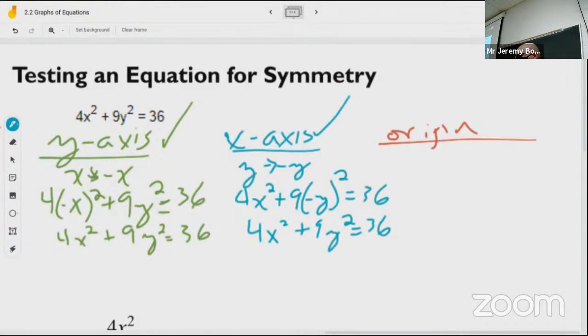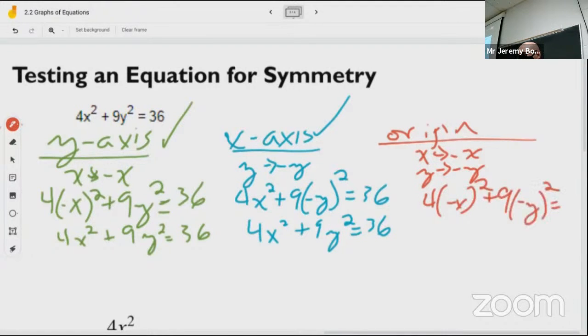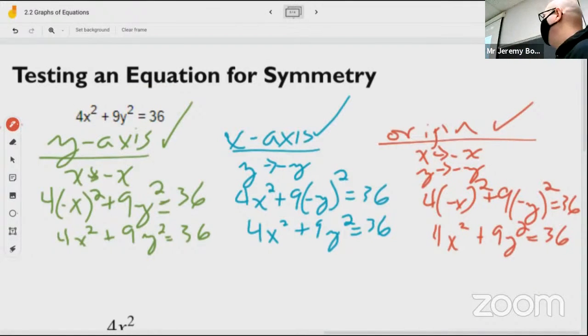And we're going to go to the origin. And you probably figure out what's going to happen here because we're going to do the same thing again, but with both variables, right? So we're going to have 4 times negative x squared plus 9 times negative y squared equal to 36. And so that's going to end up being 4x squared plus 9y squared equal to 36, which, again, matches our original equation. So it's going to be symmetric with respect to the origin. Okay. Any questions on that?